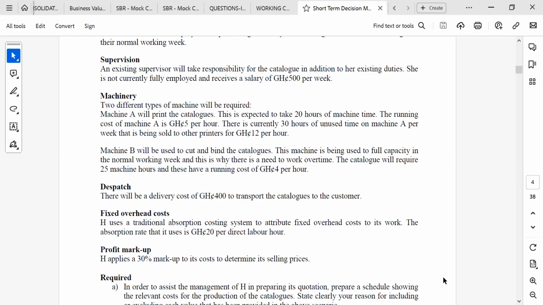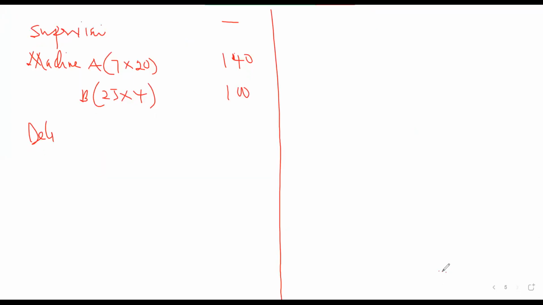Dispatch. There will be a delivery cost of 400 to transport the catalog to the customer. If we don't print, are we going to incur the delivery cost? No, sir. Okay. So delivery cost will be a relevant cost. It's a cost that we are incurring as a result of the printing. So delivery cost will be 400.